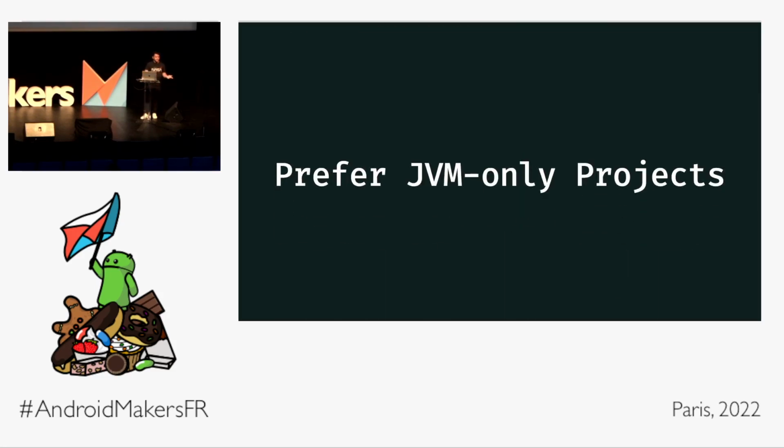Next, prefer JVM-only projects if you can. AGP is a heavyweight plugin. It does a lot of work. It sort of has to be by nature, but if you're not using any Android APIs, then it doesn't need to be an Android project.